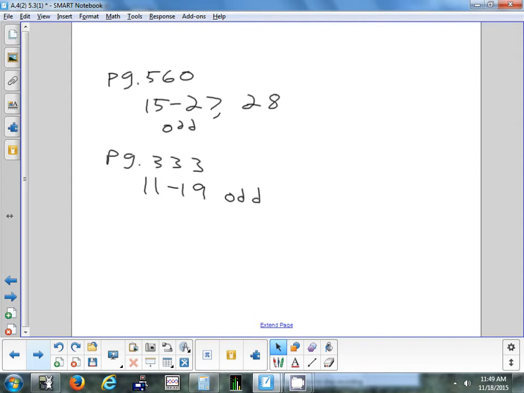Homework: page 560, that's in the back. That's complex numbers, multiply and divide. 15 to 27 odd and 28. And then on page 333, this is the last thing we did, writing complex numbers in polar: 11 to 19 odd.